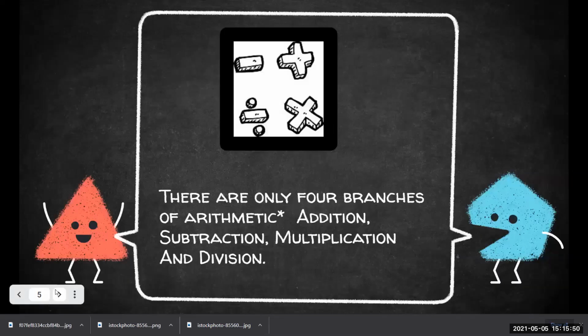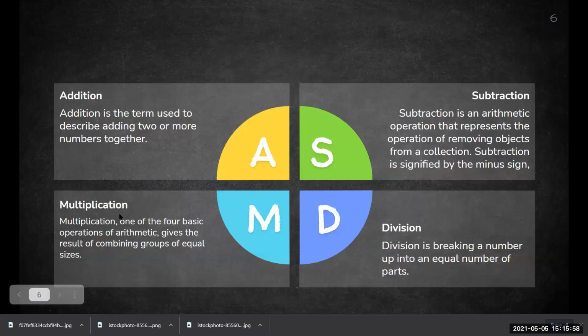So there are four branches of arithmetic: addition, subtraction, multiplication, and division. Addition is a term used to describe adding two or more numbers together. Subtraction is an arithmetic operation that represents removing objects from a collection. Subtraction is signified by the minus sign. Multiplication is one of the four basic operations of arithmetic. It gives the result of combining groups of equal sizes. Division is breaking a number up into an equal number of parts.